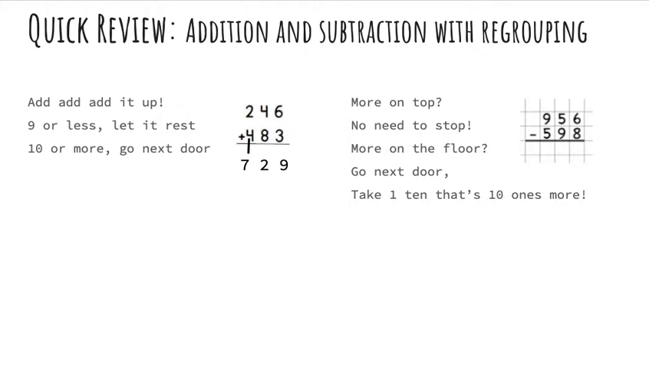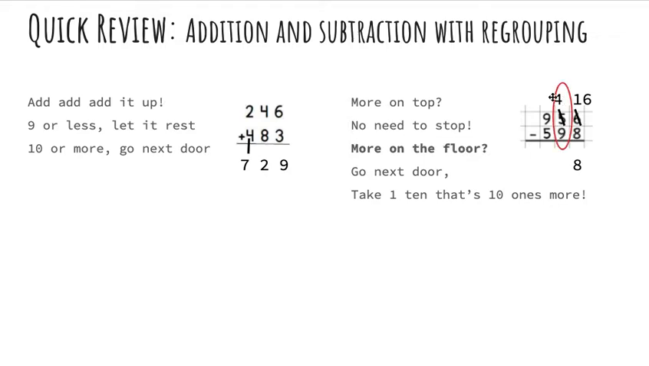Next, let's do our subtraction. In the ones place, we've got 6 on top and 8 on the bottom. More is on the floor, so that means we need to go next door. So next door is the tens place, and I'm looking up here on the top at this 5 tens. So I'm going to take one of those tens, and so now I only have 4 tens, and I put 10 ones in the ones place, and I have 16 ones. 16 minus 8 is 8.